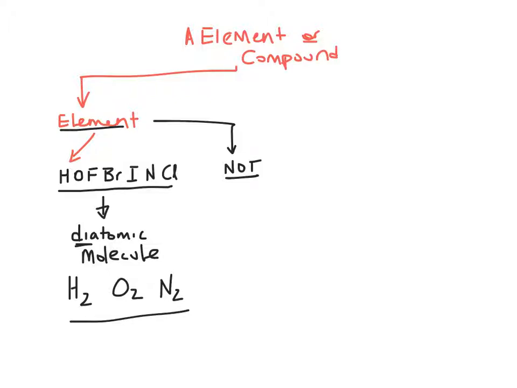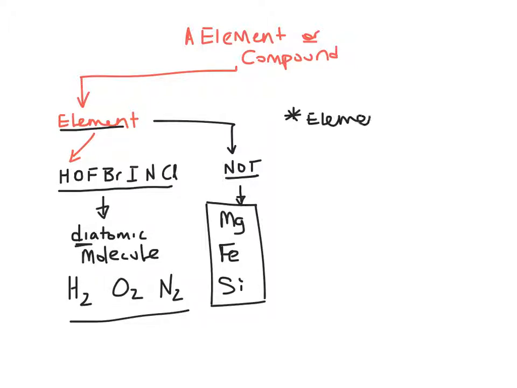If it's not, then it's going to be written just as its element. So for example, magnesium, iron, silicon. Those are written only as themselves, and their names just stay the same. Okay? So Hofbrinkel, diatomic. Anything else? Not. Just by itself. So when you're writing out the formulas, Hofbrinkel will be diatomic. Anything else? Not. That is key. That's your elemental stuff. Okay, if it's an element, is it Hofbrinkel or not? Just have to remember. Now, let's take a look at the compounds.